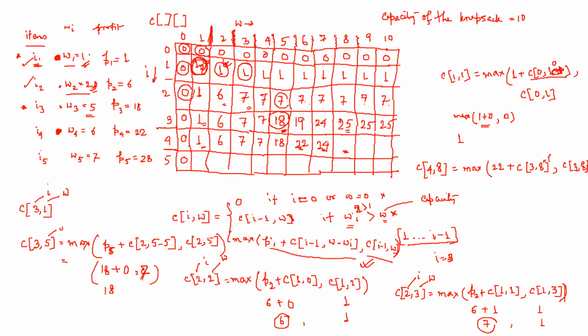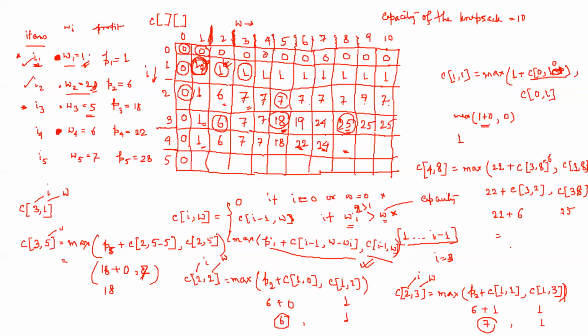So W equals 8 minus WI. Weight of the current item is 6. So what will be the maximum profit? 22 plus C3, comma 2, and the other is C38. Now what is the value of C38? This value is 25. So this one is 25 and this one is 22 plus C32. So this value is 6.